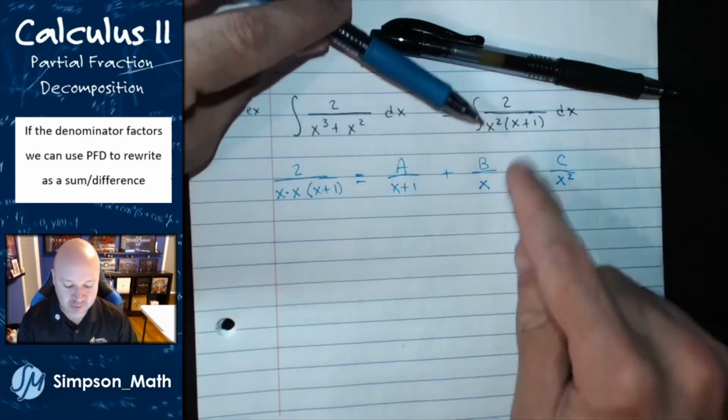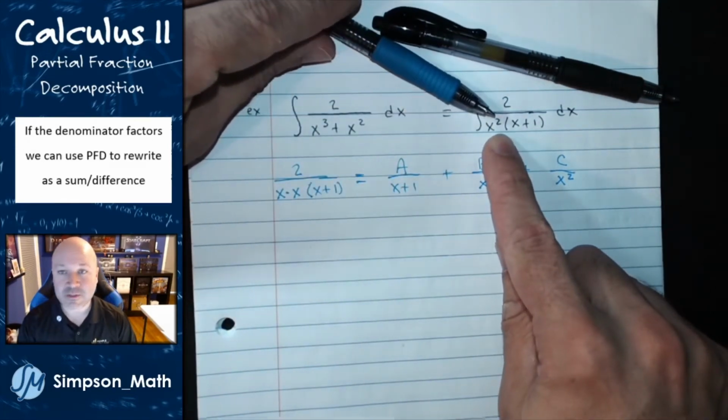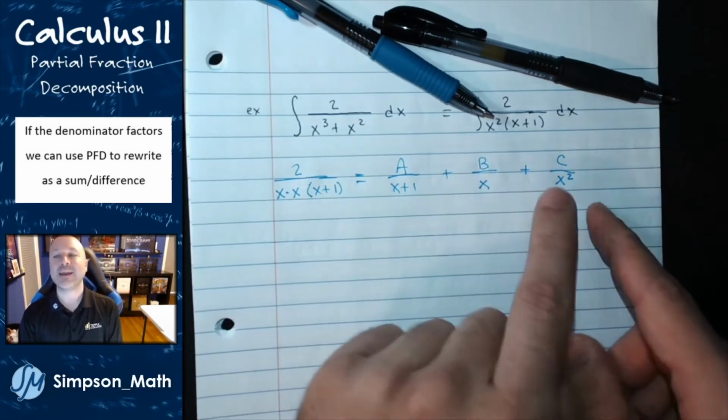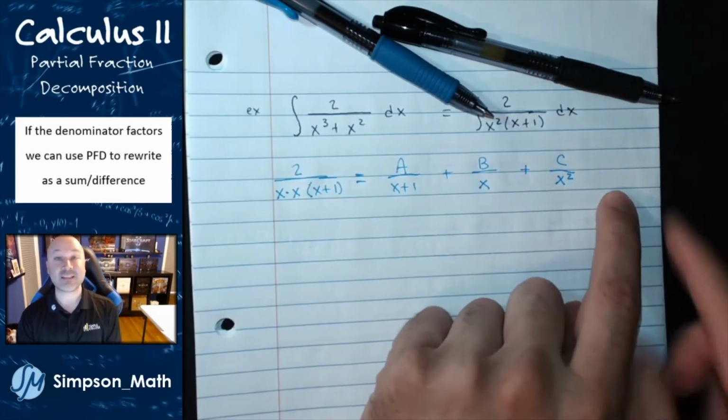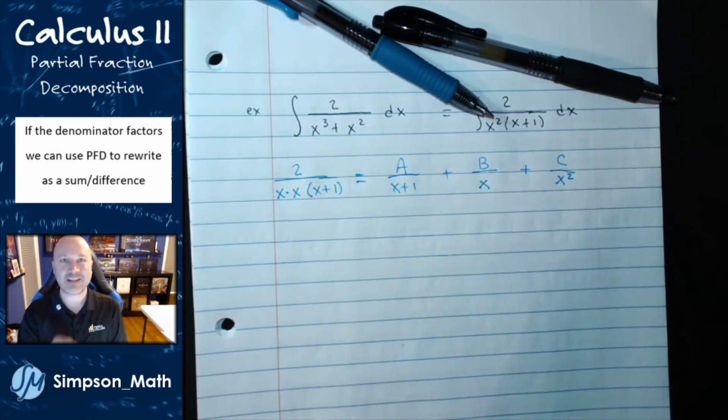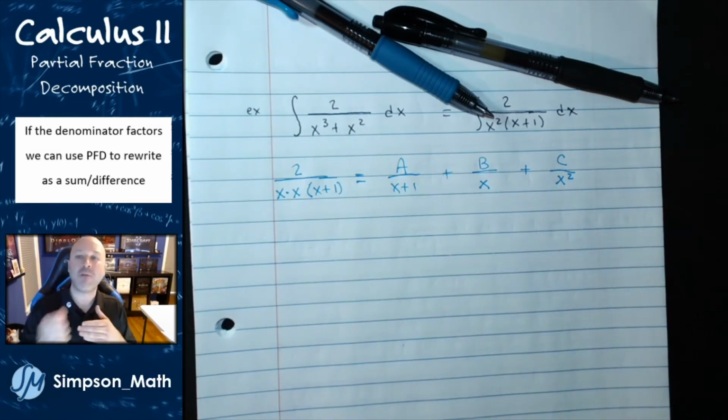So if this were x to the mth power, I would need x to the first, an x to the second, plus an x to the third, plus an x to the fourth, plus an x to the fifth, dot, dot, dot, plus x to the mth power. This is a repeated factor. You need to show all the powers leading up to it.